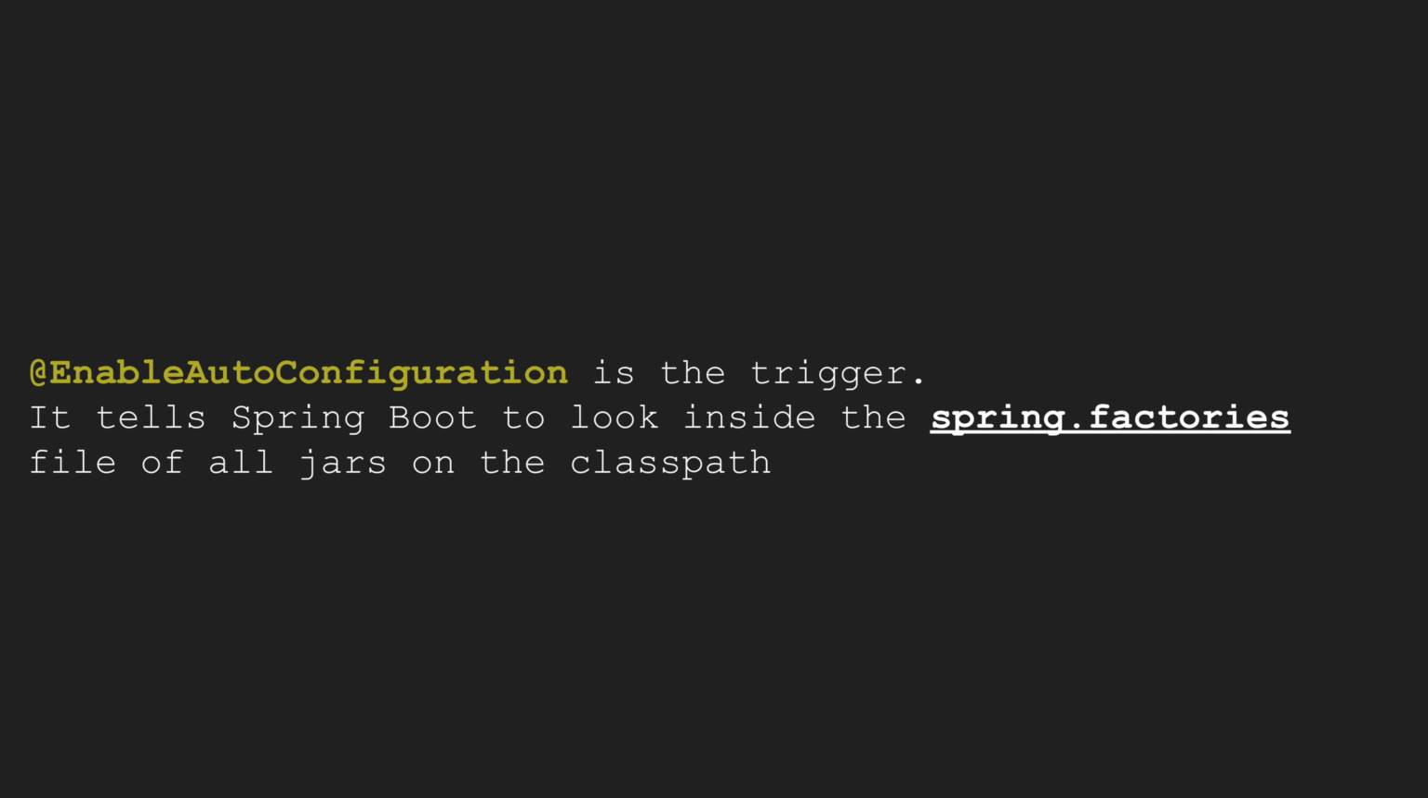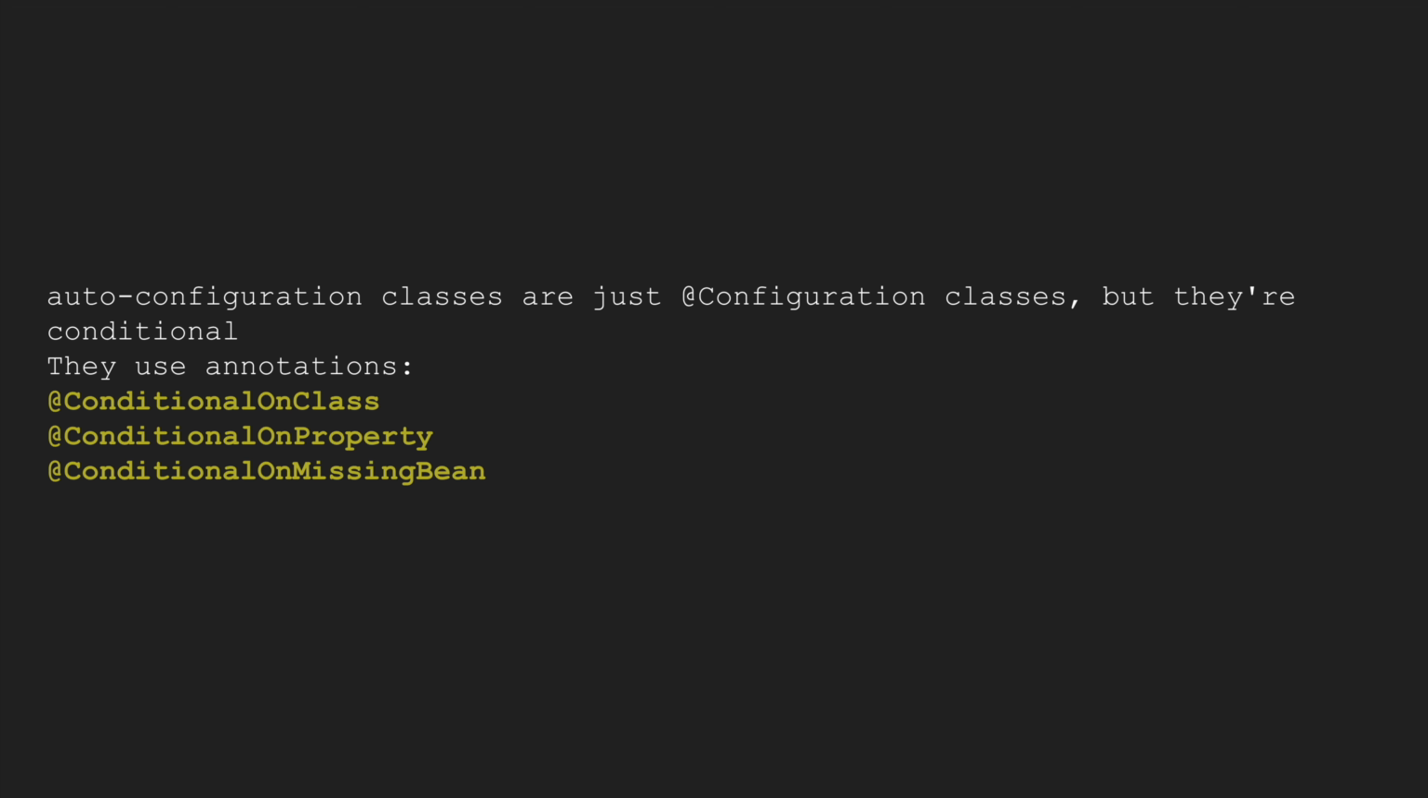Enable auto configuration is the trigger. It tells Spring Boot to look inside the spring.factories file of a jar on the class path. So what does that mean? It goes to the spring.factories file and looks for which beans it needs to configure. And for that, the auto configuration class is used.